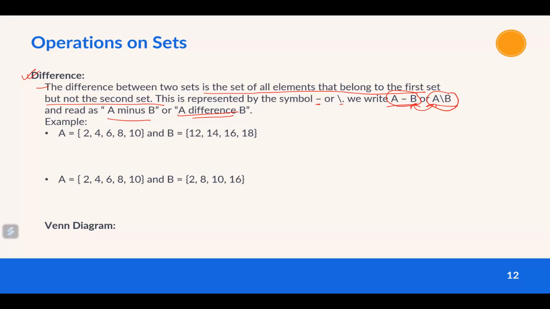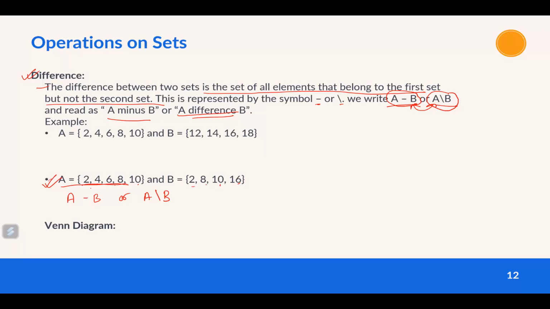What we are doing is subtracting. It is not a very technical term, I'm just using this term to explain it to you. We are just eliminating from A the elements which are there in B. So here is one example. We have a set A which contains 2, 4, 6, 8 and 10, and a set B which contains 2, 8, 10 and 16. So for this set A, we have to do A minus B or A difference B.